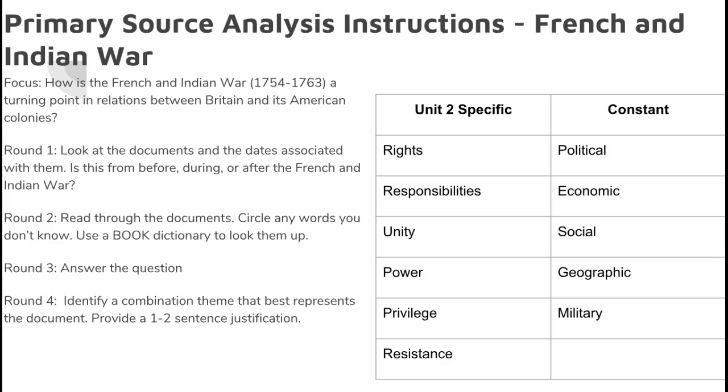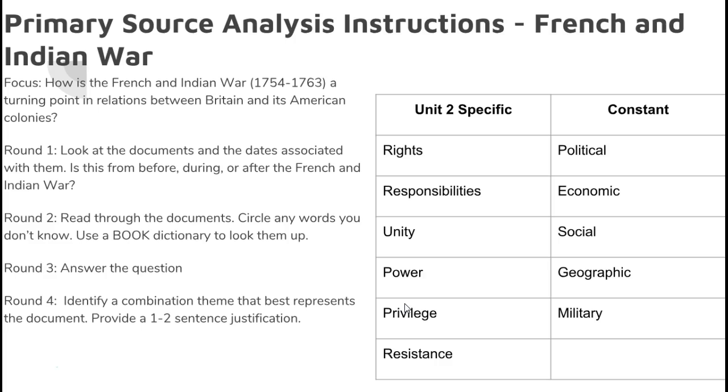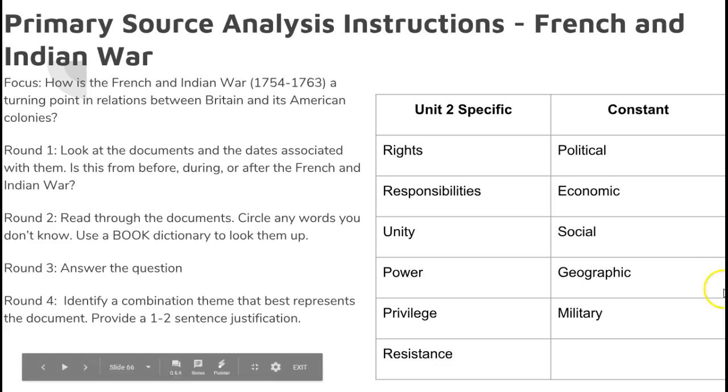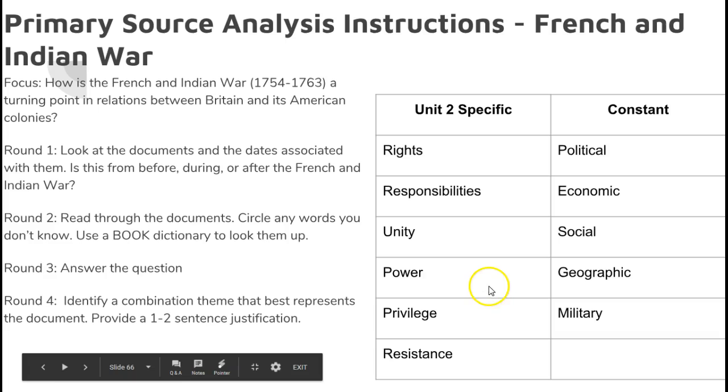That's what you want to do for the documents. You want to take a constant theme and combine it with a Unit 2 specific, and then provide 1 to 2 sentence justifications there. That can be done on a separate sheet of notebook paper. You could just say source 1. It's a map, and you're looking at maybe geographic, and then provide your justification. Then you can drop down to document number 2 and do the same thing.